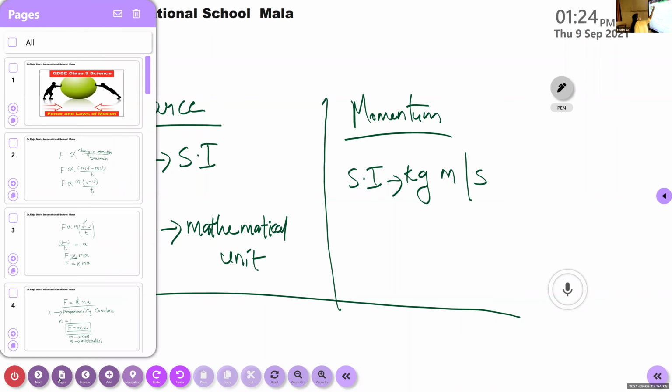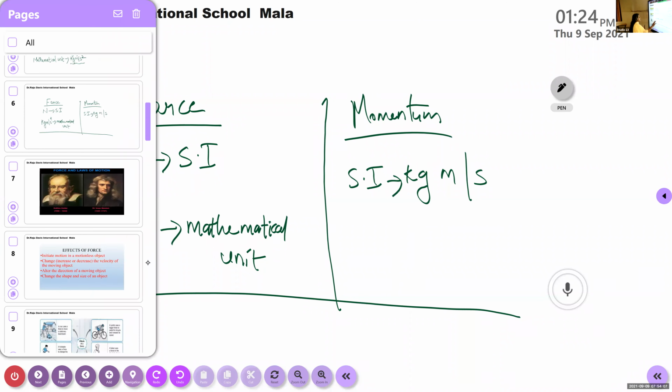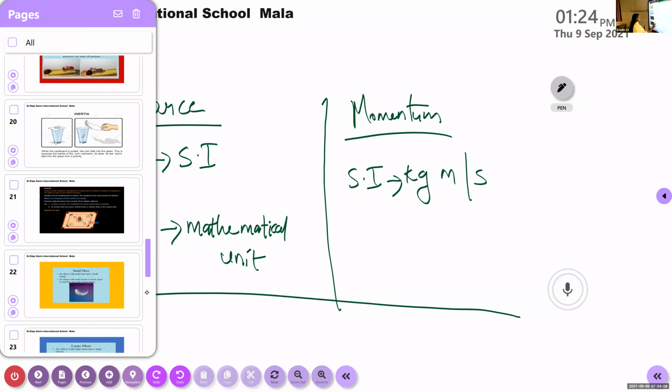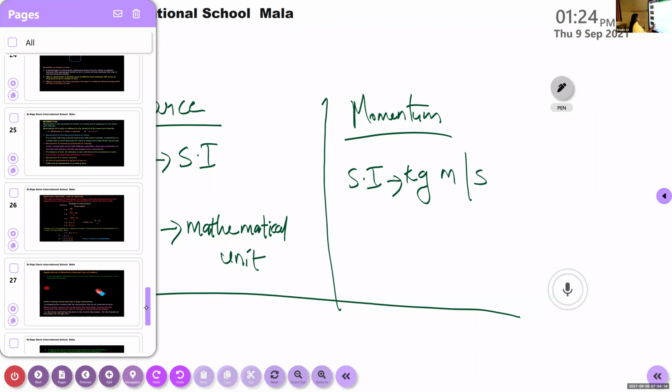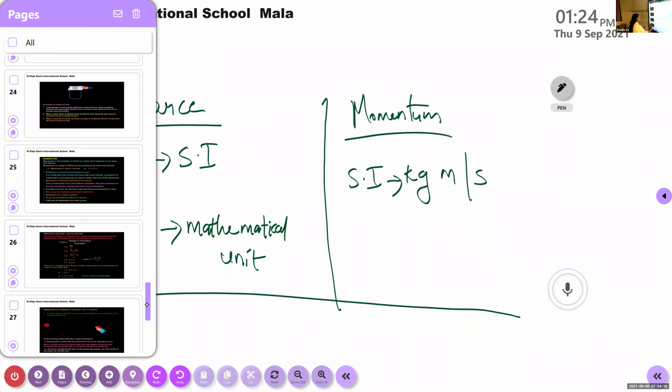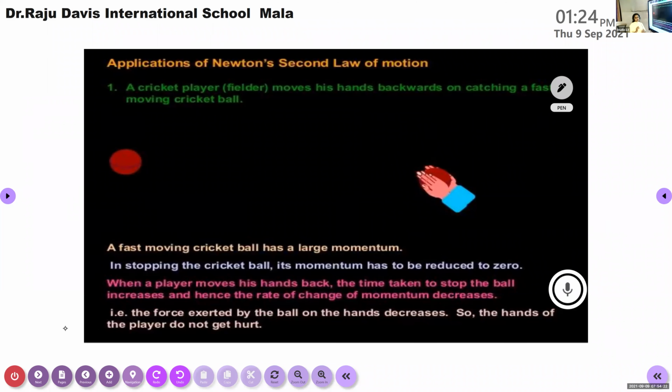Now we are going to discuss the applications of the second law of motion. The second law is also a relation between force and acceleration. The second law gives the relationship between force and acceleration. So here you have the applications of Newton's second law of motion.